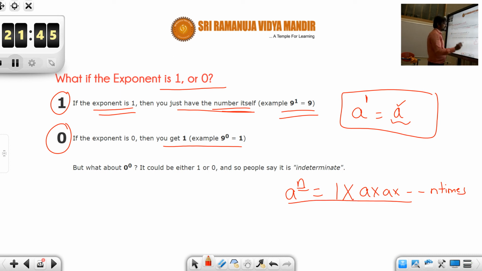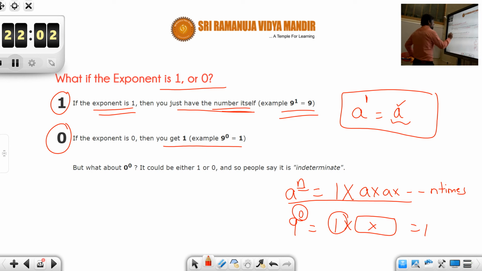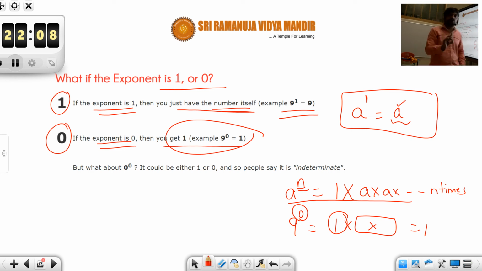Similarly, now look at 9 raised to the power 0. Start with 1. Now, multiply 9 how many times? 0 times. So you need not multiply anything here, and the only result is 1. This is how we conclude that if the exponent is 0, we get the answer 1. If the exponent is 1, we get the number itself. Then what about 0 power 0?